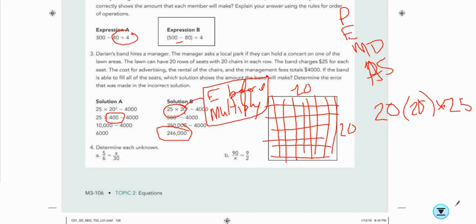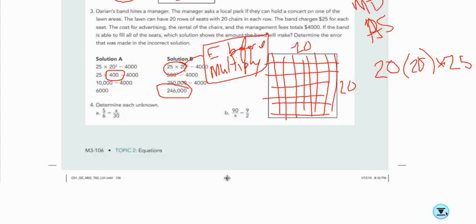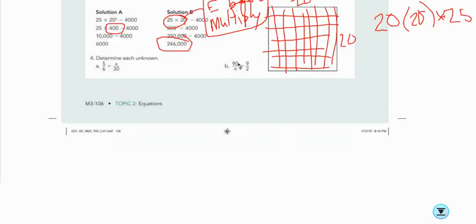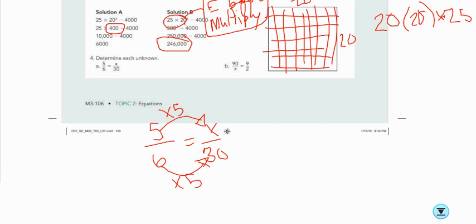Finally, at the bottom, it says determine each unknown in the equation. This is equations, but it is also working with proportions. So if I had 5 over 6, which is equal to x over 30, if we remember, we can draw our arrows. 6 times 5 is 30, so I draw my arrow in the same direction. Therefore, I do the same thing. 5 times 5 is going to be 25. So for the first one, x equals 25.